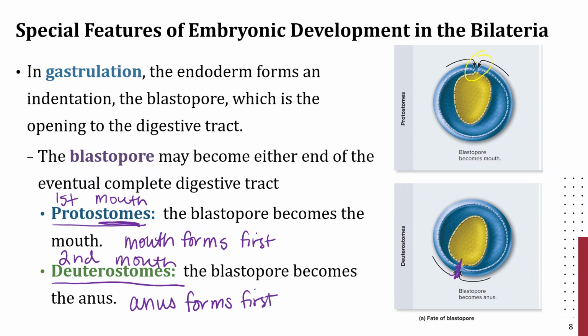And when that blastopore extends through to the other side, then we get the mouth. On this one, we get the anus on the other side. So both of them are going to develop a digestive tube that goes all the way through the organism. Just depends which one develops first or what the gastrula develops into.